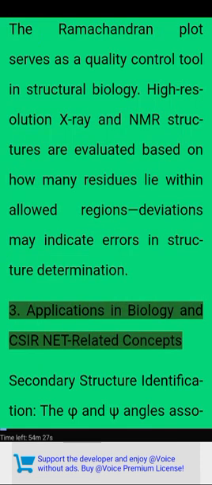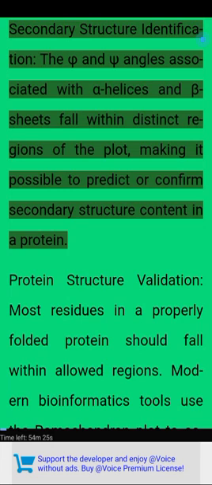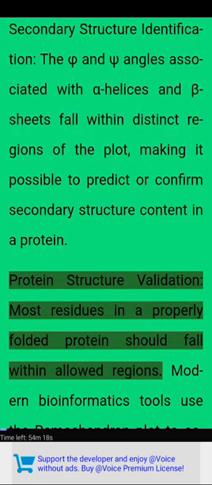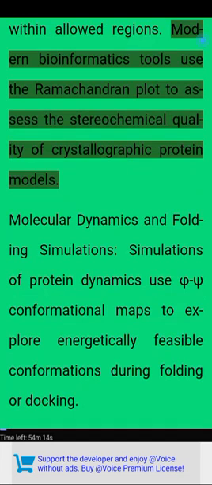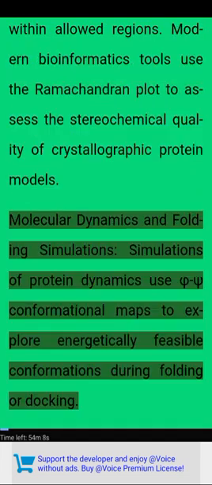3. Applications in biology and CSIR-NET related concepts. Secondary structure identification. The phi and psi angles associated with alpha helices and beta sheets fall within distinct regions of the plot, making it possible to predict or confirm secondary structure content in a protein. Protein structure validation. Most residues in a properly folded protein should fall within allowed regions. Modern bioinformatics tools use the Ramachandran plot to assess the stereochemical quality of crystallographic protein models.